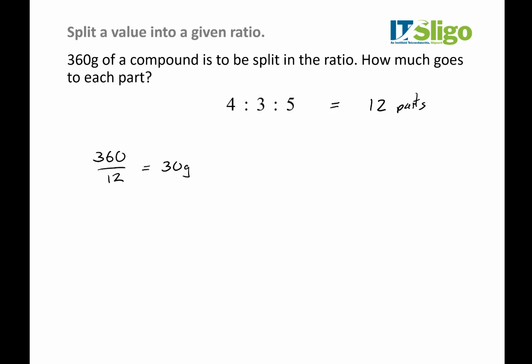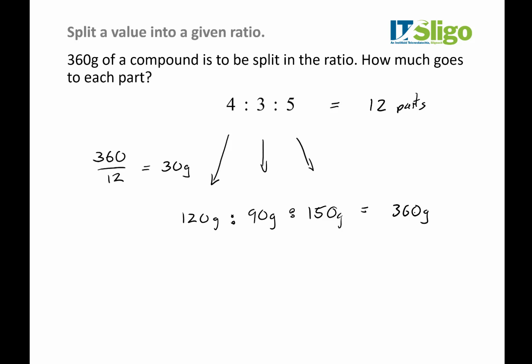And now once we know that, guys, it's quite simple, because this guy is going to get 4 parts. 4 by 30. The guy in the middle is going to get 3 parts. And the guy at the end is going to get 5 parts. And when we add these up again, guys, they should obviously add back up to 360 degrees, which they do. 270 plus 90 is 360 grams. Sorry, I'm so used to degrees in trigonometry.